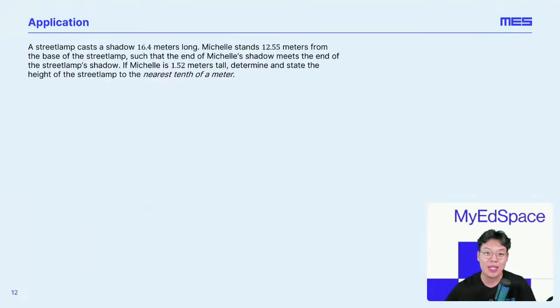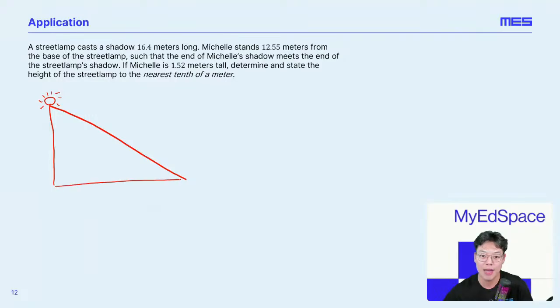A street lamp casts a shadow. Let's draw the street lamp. Here's the street lamp. With a street lamp, it casts a shadow. There's the shadow. So we have this little right triangle. The shadow would be here, right? This is the shadow. And this length is 16.4 meters.